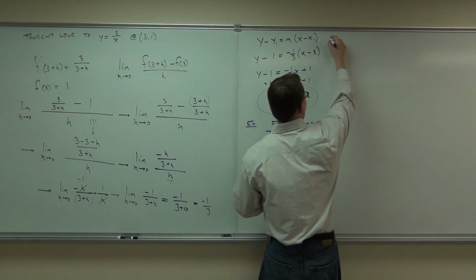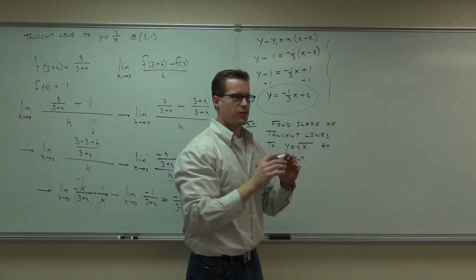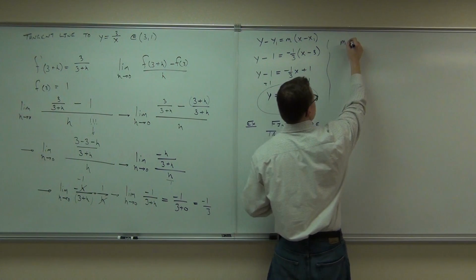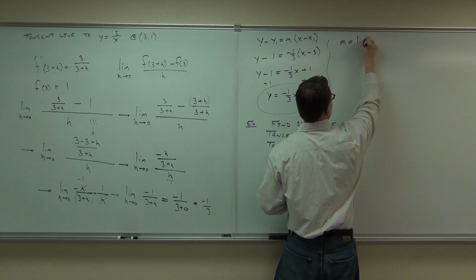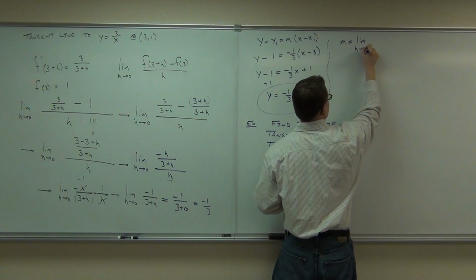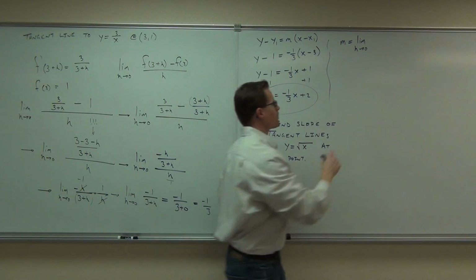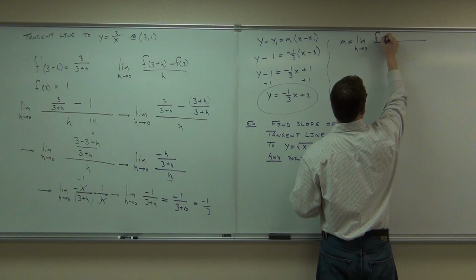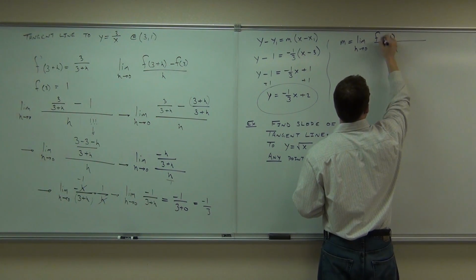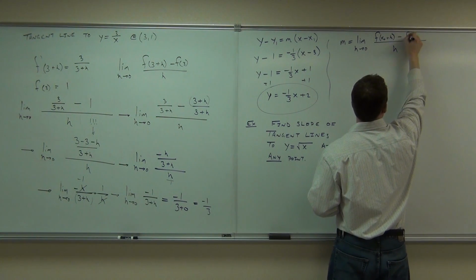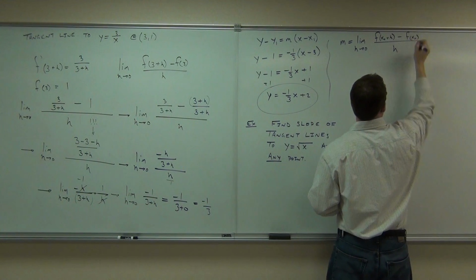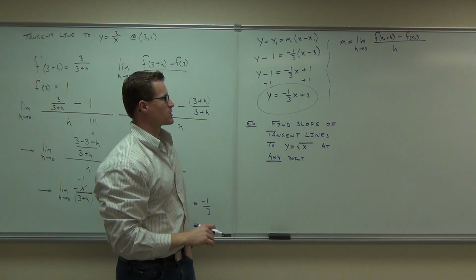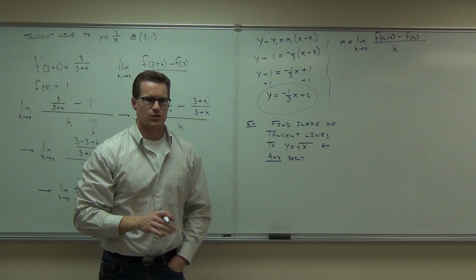You know that ultimately what we want to do is fill out this equation. We know that slope equals the limit as h goes to 0 of f of x0 plus h minus f of x0 all over h. You with me?